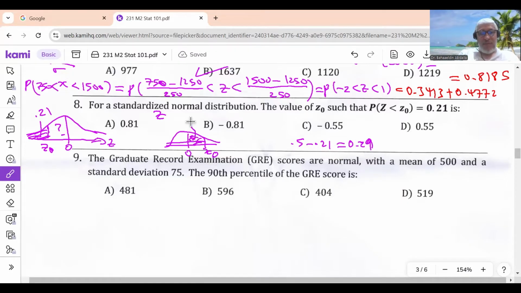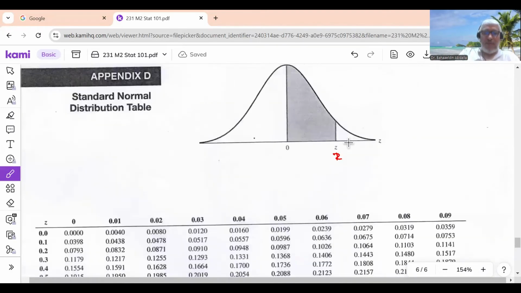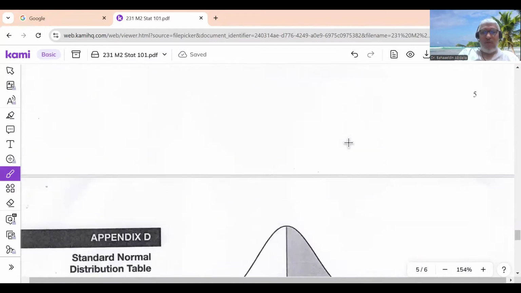And it would be this area too, because symmetric. So this area would be the same as this. If I find this Z0, which is in fact negative Z0, from the table, I can find the original Z0. So what to do? Look for this area inside the table. This is 0.29. So we go to the table. We search for 0.29.